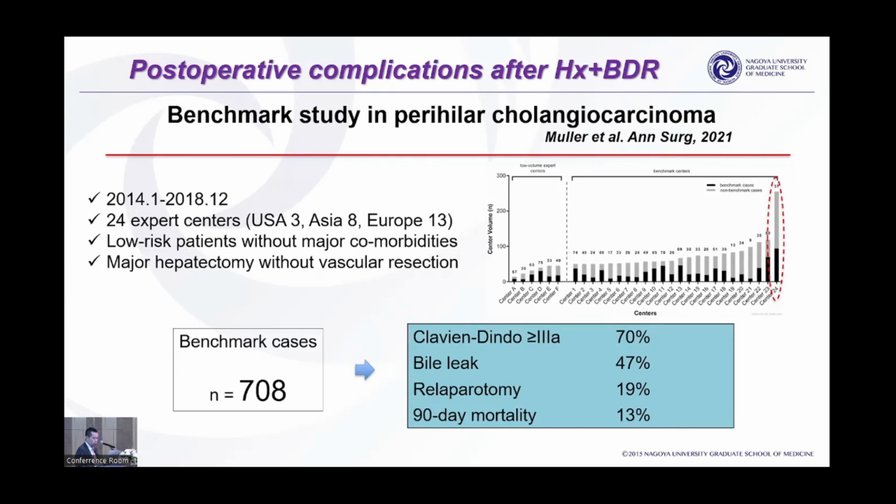were Clavien 3A or more, 70%, Bile leakage 47%, laparotomy 90%, and 90-day mortality 13%. This morbidity and mortality rate in surgery for perihilar cholangiocarcinoma was higher than other benchmark series in HPB surgery.